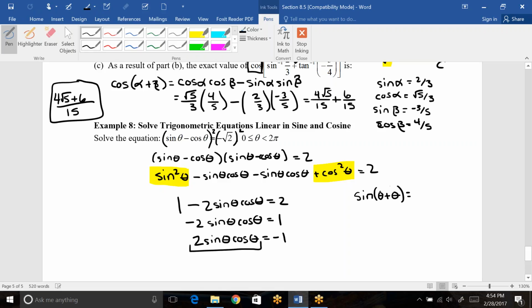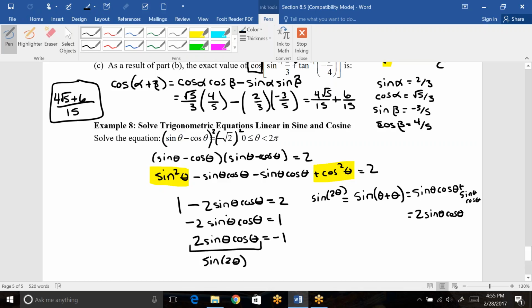same angle added to itself with the formula. So this would be sine of theta, cosine of theta, plus, because it's agreeable, sine of theta, cosine of theta. This actually equals 2 sine theta, cosine theta. Another way of writing this is sine of 2 theta, because it's 2 thetas that I added together. So this whole thing right here is actually equal to sine of 2 theta.